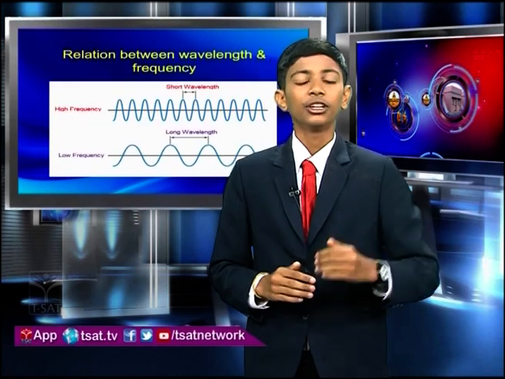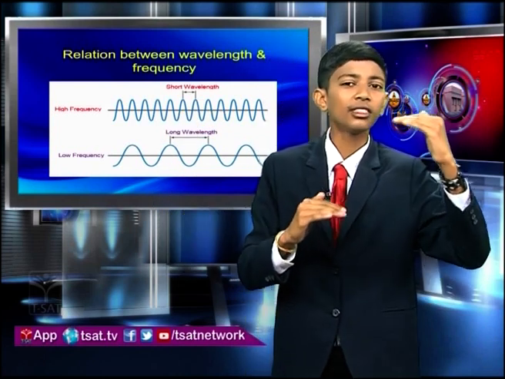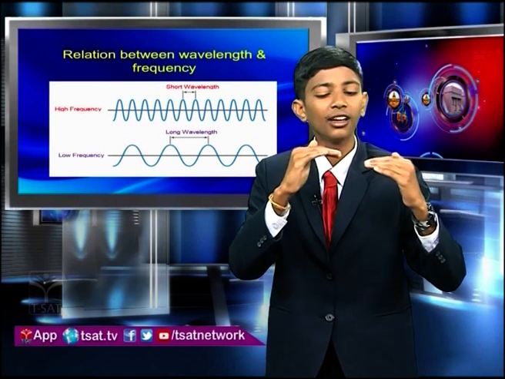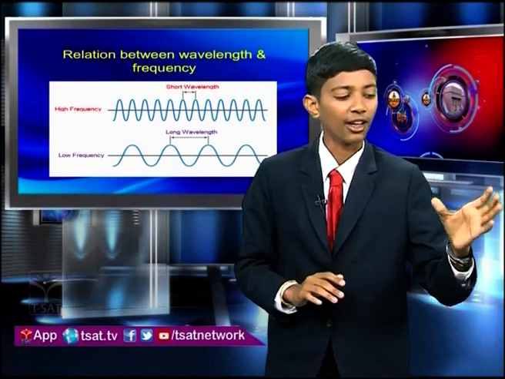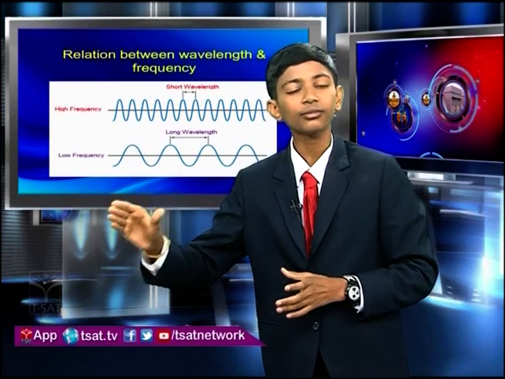For example, if a wave has more wavelength, then it has less frequency. If the wave has less frequency, then it has less energy. But if the wave has more energy, then it has more frequency but less wavelength. Here wavelength and frequency are in inverse proportion, and frequency and energy are in direct proportion. This is a wonderful relationship between wavelength, frequency and energy of electromagnetic waves.